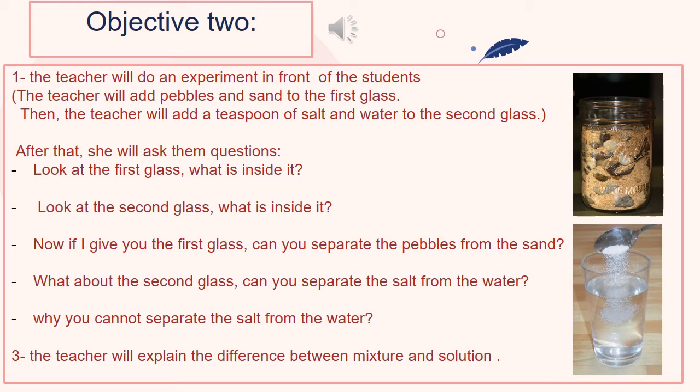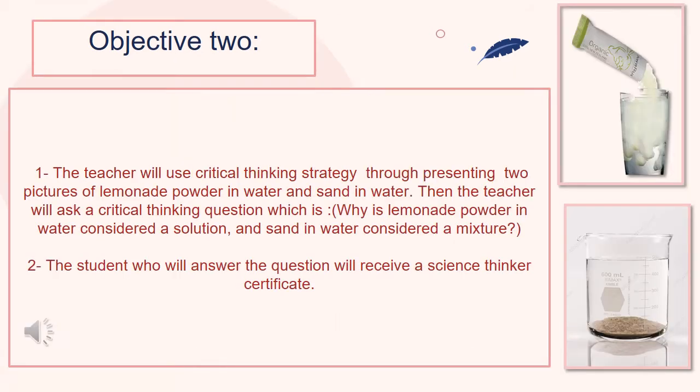After that, the teacher will explain the differences between mixtures and solutions. Then the teacher will use a critical thinking strategy by presenting two pictures of lemonade powder in water and sand in water. Then the teacher will ask a critical thinking question: why is lemonade powder in water considered a solution and sand in water considered a mixture? And the teacher will encourage the students to answer by saying, the student who answers the question will receive a Science Thinker certificate and a bonus point in the Class Dojo application.